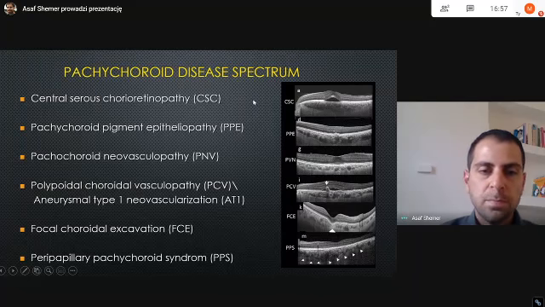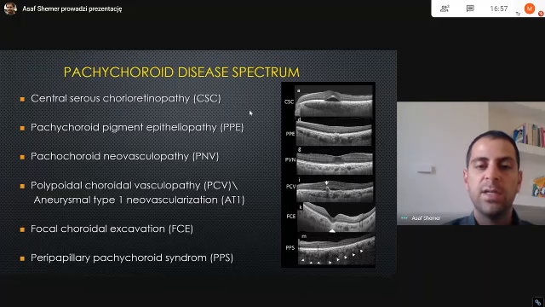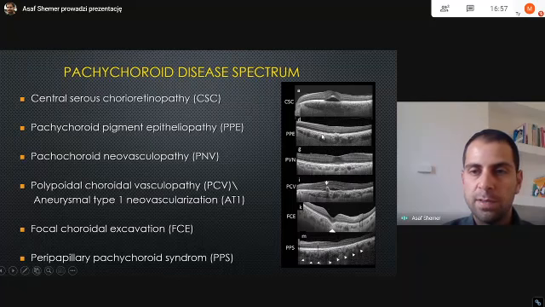So first, the central serous chorioretinopathy, the CSCR, is the most common manifestation that is characterized by subretinal fluid, PEDs, and cystic intraretinal fluid. Then the pachychoroid pigment epitheliopathy, PPE, is characterized with irregular elevation of the RPE, as we can see right here, with or without elevation of the choroid.